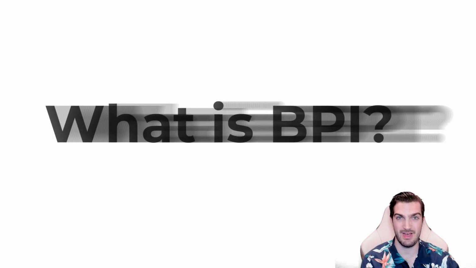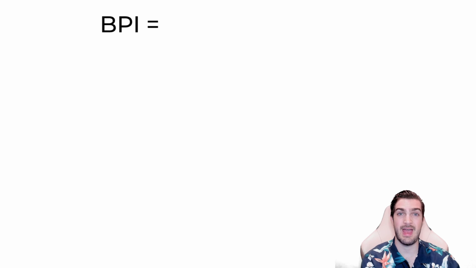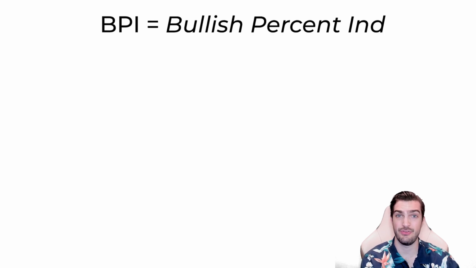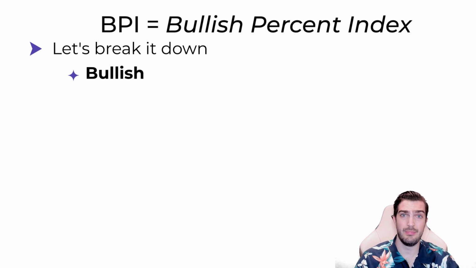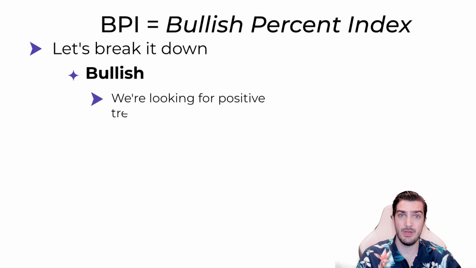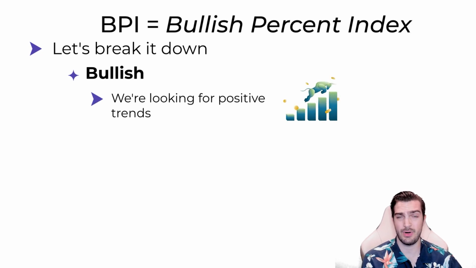What is BPI? BPI is an acronym which is short for Bullish Percent Index. To really understand what it is, let's take each one of those words individually and look at what it means. First, we have bullish. Bullish is an investor term used to describe things that are typically going up in price or in a positive price direction.